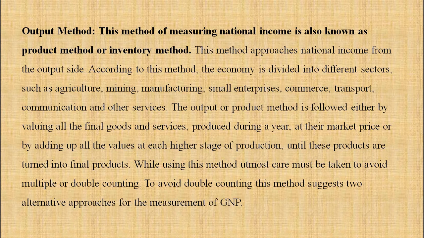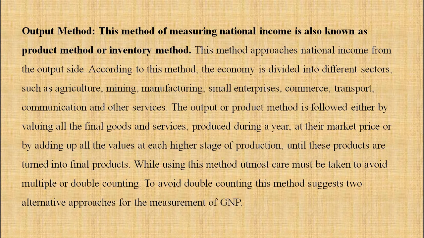Number one, output method. This method of measuring national income is also known as product method or inventory method. This method approaches national income from the output side. Output is production. So according to this method, the economy is divided into different sectors such as agriculture, mining, manufacturing, small enterprises, commerce, transport, communication, and other services.